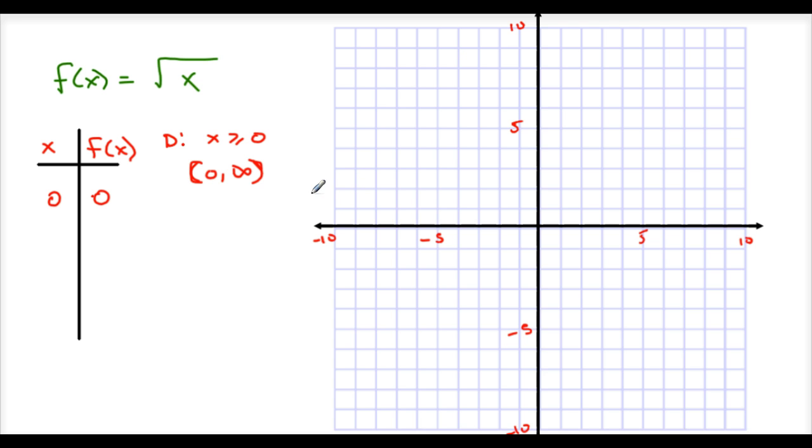All right, so I'm going to pick some easier values. So when x is 1, what is the square root of 1? 1. I'm going to skip 2, skip 3, go to 4, because what is the square root of 4? 2. So I'm trying to give myself some nice numbers to work with. And let's go one more. When x is 9, square root of 9 is 3. So if I plug these numbers in, here's my 0, 0, 1, 1, 4, 2, and 9, 3.